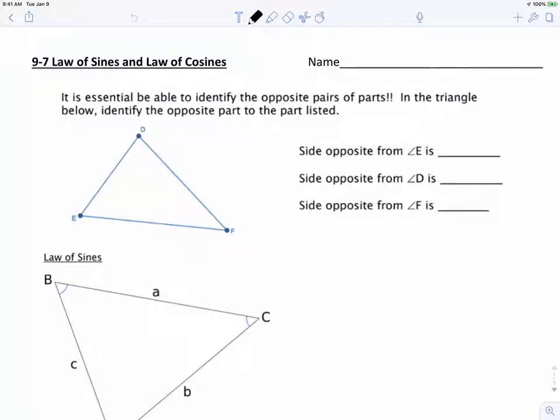Oh, so we're doing cosines today, too? Okay. It's essential to be able to identify the opposite pairs of parts in the triangle below. Identify the opposite part to the part listed.